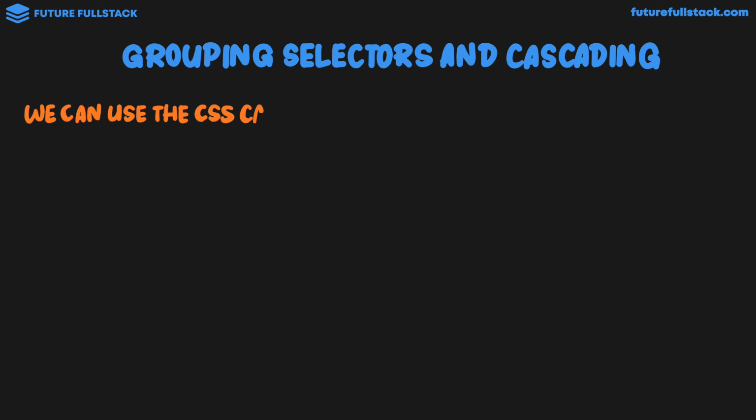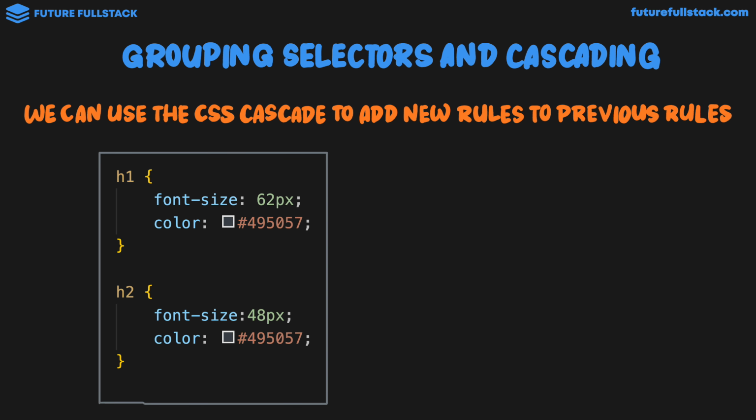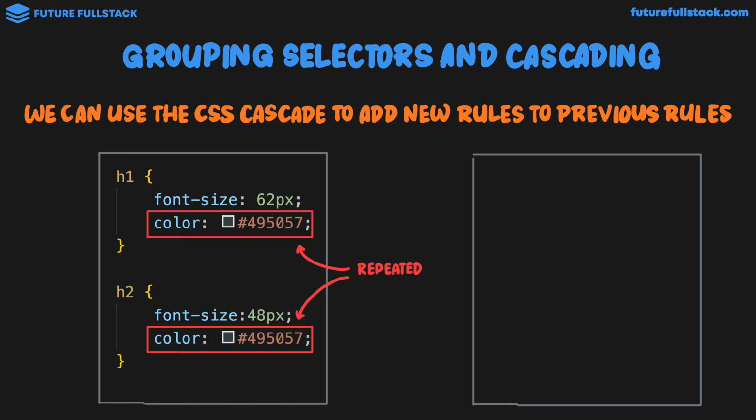We can use the CSS cascade to add new rules to previous rules. For example, the H1 and H2 here have the same color. The declaration is repeated, but the font sizes are unique. The H1 has a font size of 62 pixels, and the H2 has a font size of 48 pixels, where we have some shared styles and some unique styles. So this is how we handle it. We group together the shared styles. So here we have H1, H2 with the shared color property. And as a result, the property is defined once.